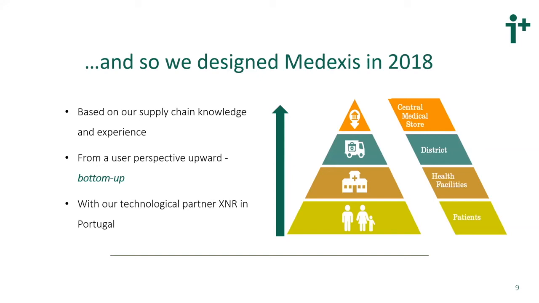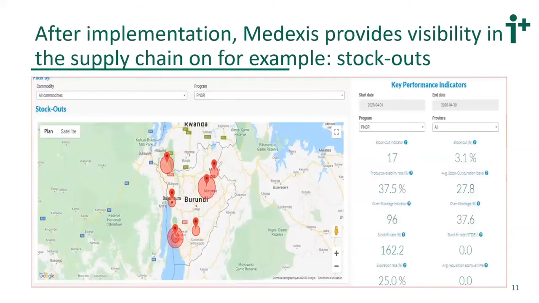Then we teamed up with our technological partner XNR in Portugal and came to design Medexis. In Medexis, after implementation, you can see that it provides visibility in the entire supply chain. For example, this is how we show stockouts in red, so that you as a worker can take action and make sure that you get the product available.